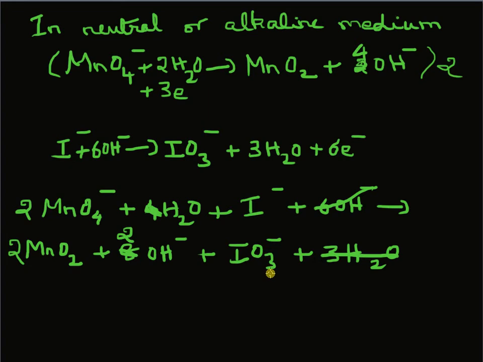So if we have to calculate the equivalent weight of potassium permanganate in reactions in which it is used as an oxidant in acid medium, you will have to divide the molecular mass by 5. As I told you, 1 mole of permanganate takes up 5 electrons. In the case of reactions with permanganate in neutral or alkaline medium, molecular mass of permanganate divided by 3 gives you the equivalent mass of permanganate.